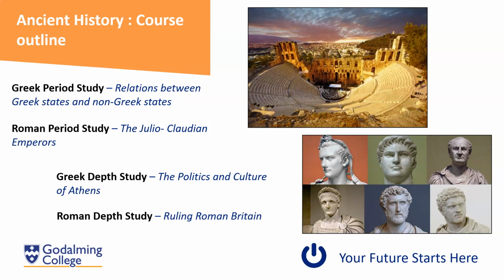In the second year, you will then move on to look at 2 depth studies which focus on more specific areas or times and are designed to go into more detail into those areas. So the first of these being the politics and the culture of Athens in the 5th century BC alongside ruling Roman Britain. All of those are weighted equally and they are assessed via 2 exams at the end of the second year, one assessing the Roman units and one assessing the Greek units combined.